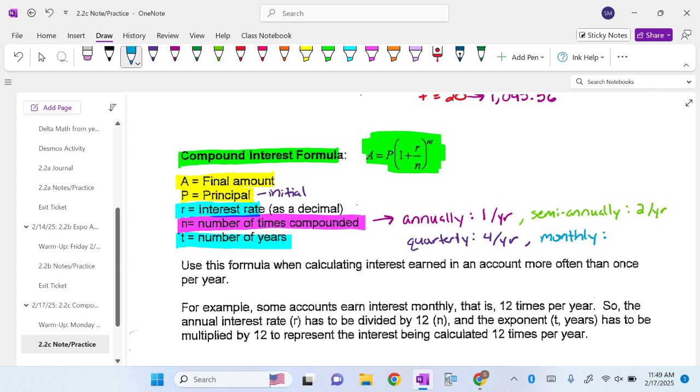So if you're doing monthly, how many times is that a year? 12. So essentially, your n value would be one of these numbers depending on how many times they take it per year. If it says monthly, your n value is 12. If it says semi-annually, your n value is 2. Quarterly, your n value is 4. Annually, your n value is 1.